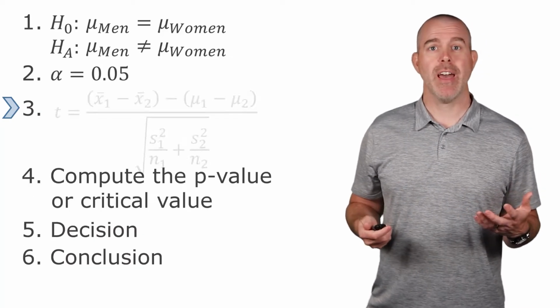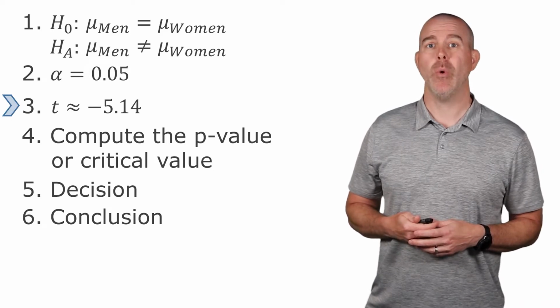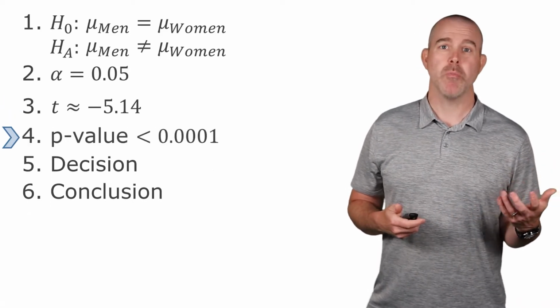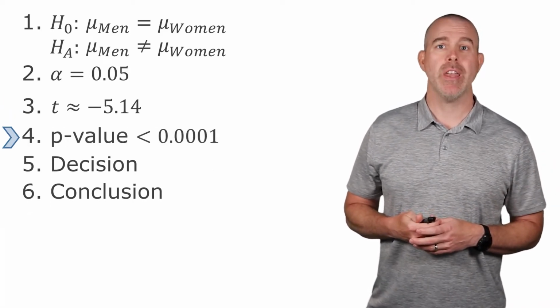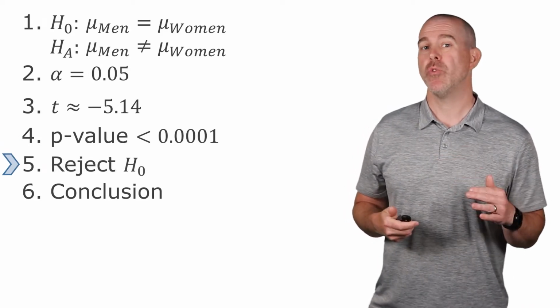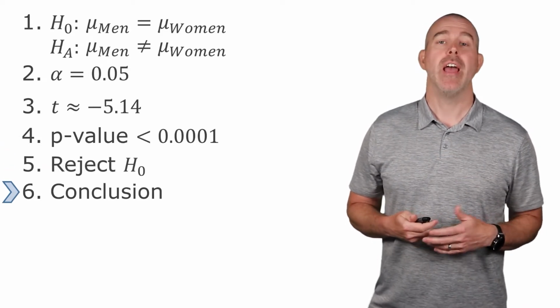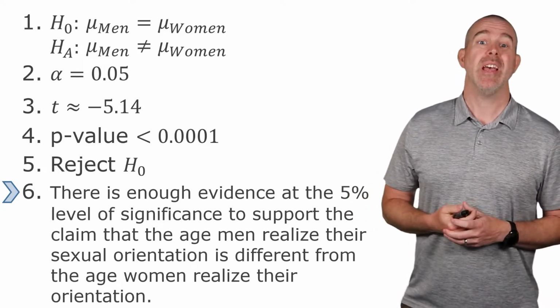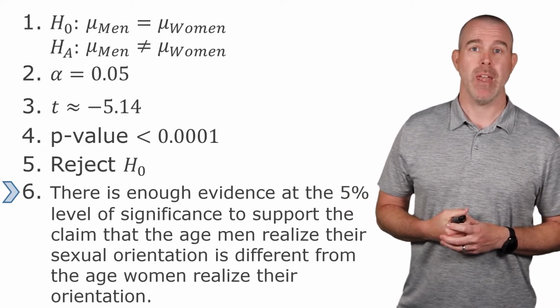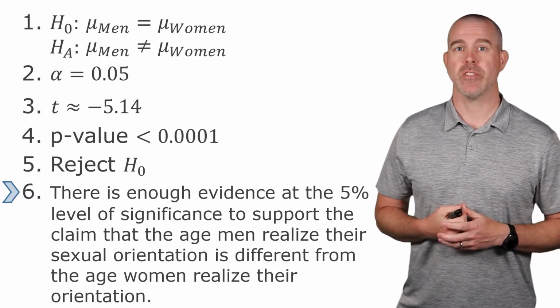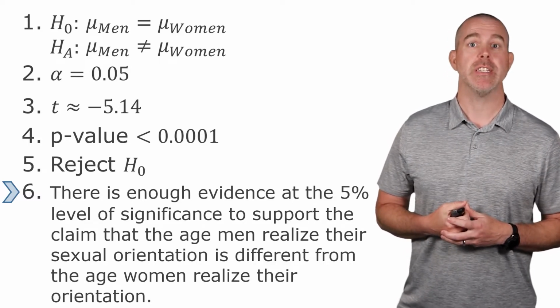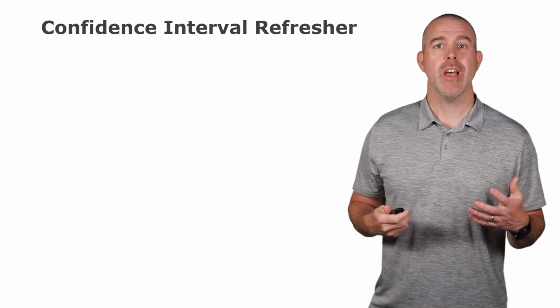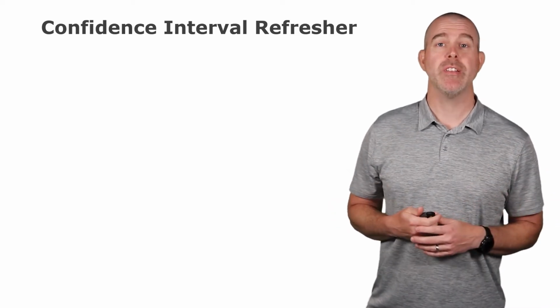So our t-value here is negative 5.14. The p-value, very small, less than 0.001. So our decision then would be to reject the null hypothesis. And therefore our conclusion then is that there is enough evidence to say that the age is different for men and women. The age that they realize their sexual orientation on average is different. Just like with proportions, we can try to answer this question with confidence intervals as well.